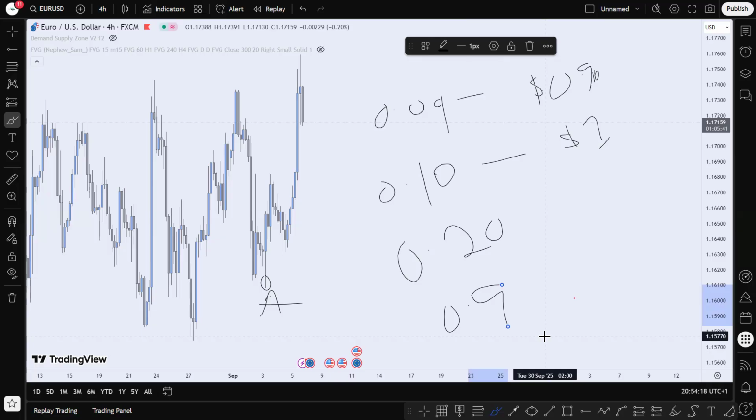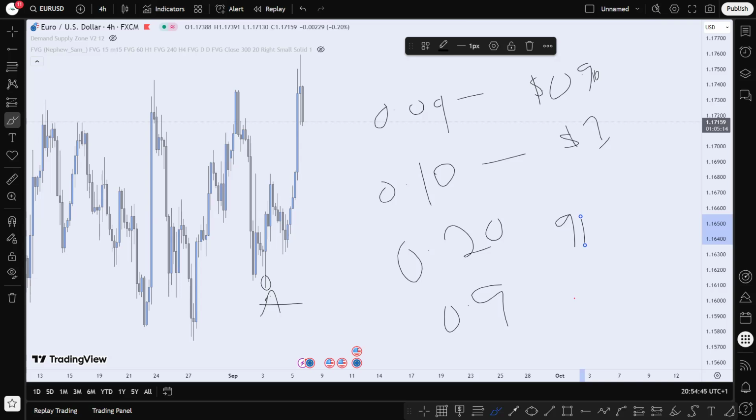Exactly. 1 pip will be equivalent to $9. For every 1 pip that the market moves, $9. In fact, this is the one I want us to do. Since we know that 1 pip is $9, let's calculate the same 91 pips. What would that same 91 pips now be using 0.9 lot size?